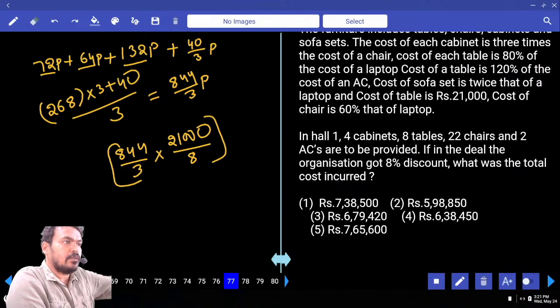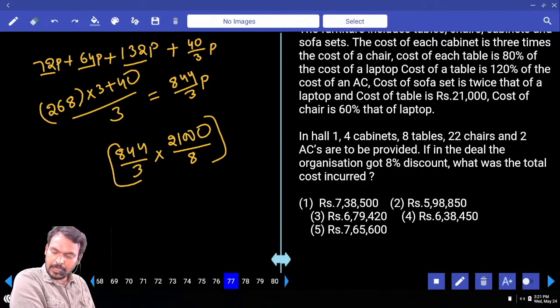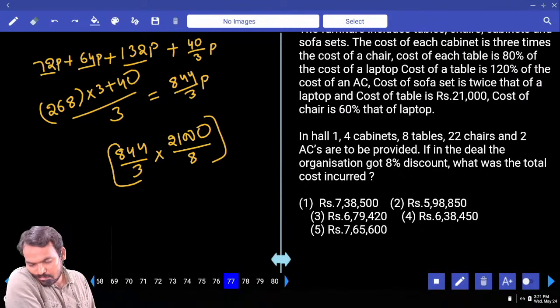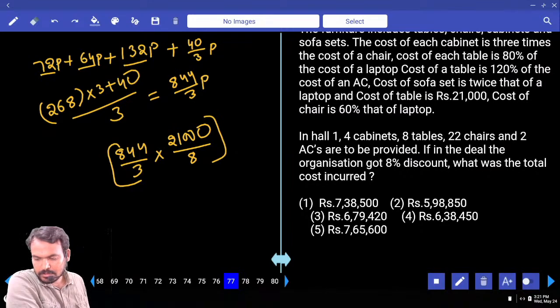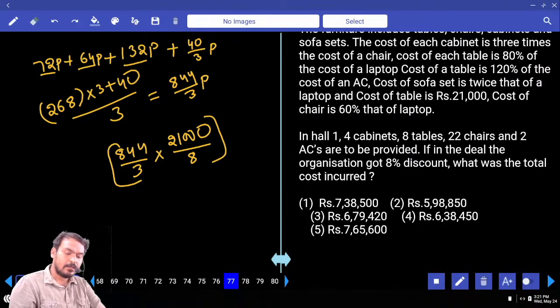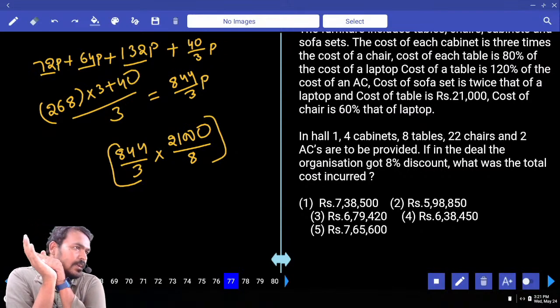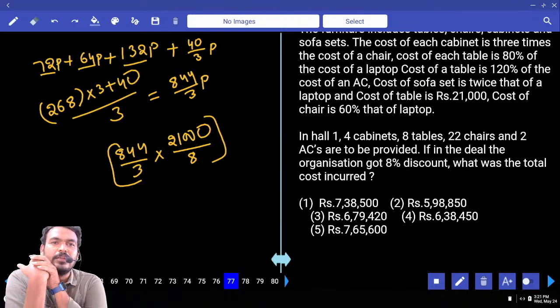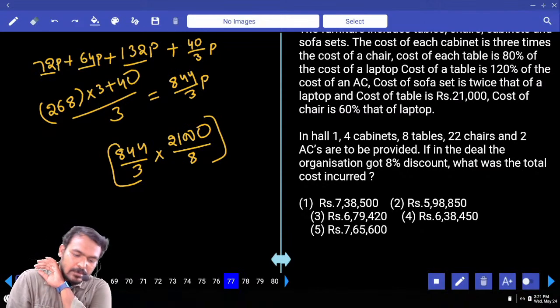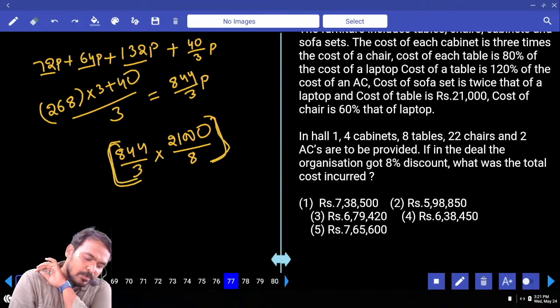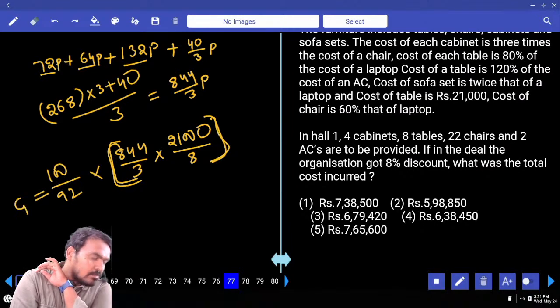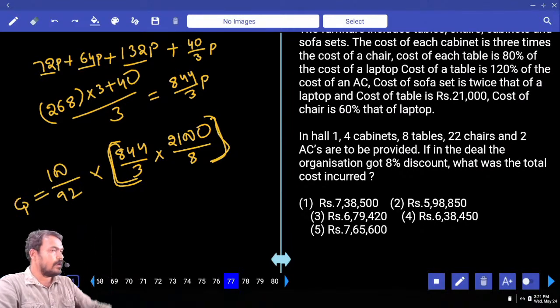Sorry, actually this one is 100%. In this one, how much percent is the discount? 8%. Sorry, the total cost we consider as 100%. In that, how much percent discount did our organization get? 8%. Means this value is 92%. It is 92%, but we require how much? 100%. We require the 100% value. Simplify this one and we get the answer.